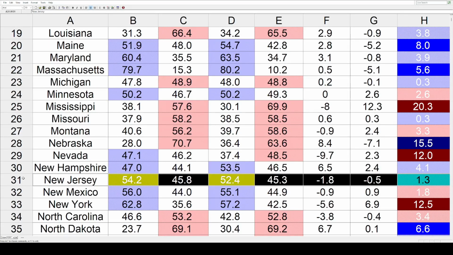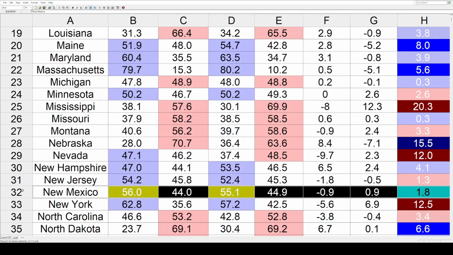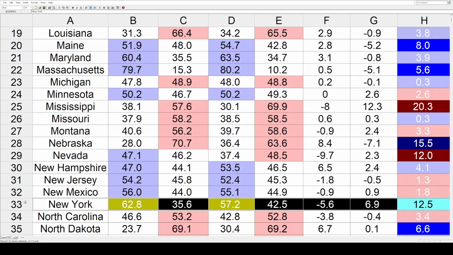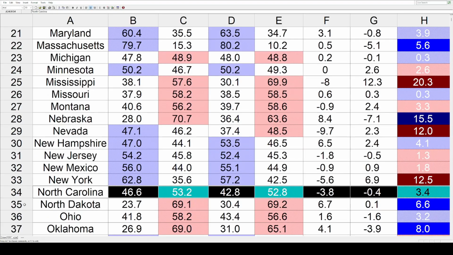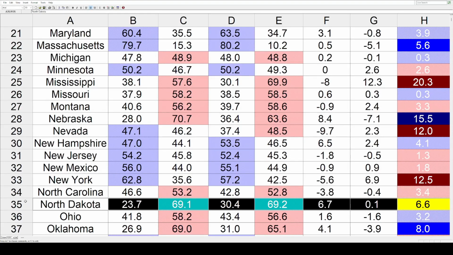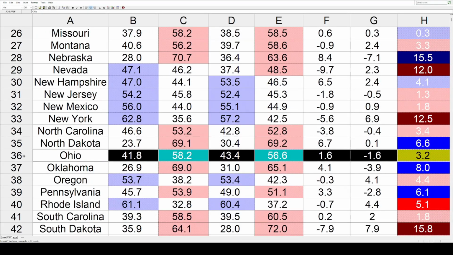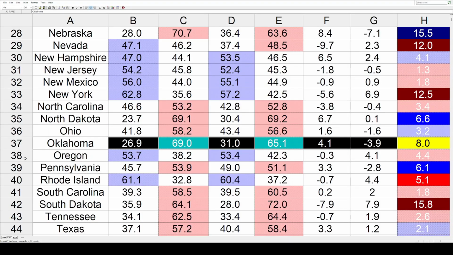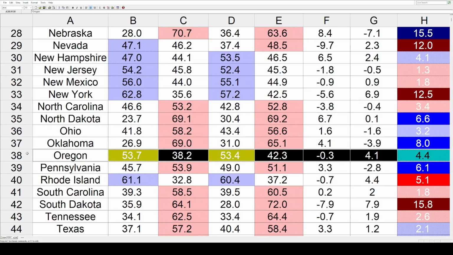Now we've got some red shifts. We've got New Jersey, 1.3. New Mexico, 1.8. New York, 12.5. And North Carolina, 3.4. North Dakota got bluer by 6.6. Ohio, also bluer by 3.2. And Oklahoma, even bluer at 8%. Oregon got redder by 4.4.